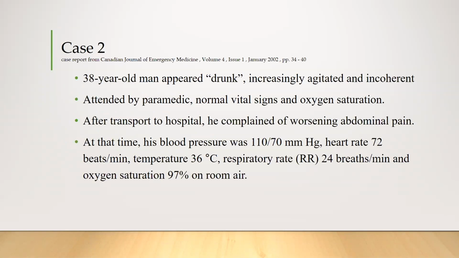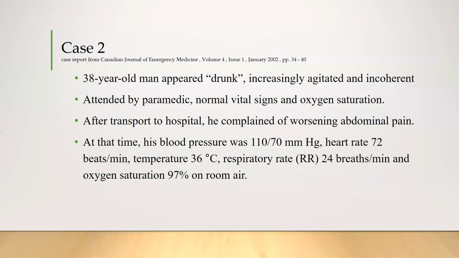So come to a second case. It's a case report from a Canadian Emergency Journal. It's a 38-year-old gentleman who appeared drunk and then subsequently had increasing agitation and incoherence. Then attended by the paramedic, he showed normal vital signs and oxygen saturation initially. After transport to the hospital, the patient complained of worsening abdominal pain.